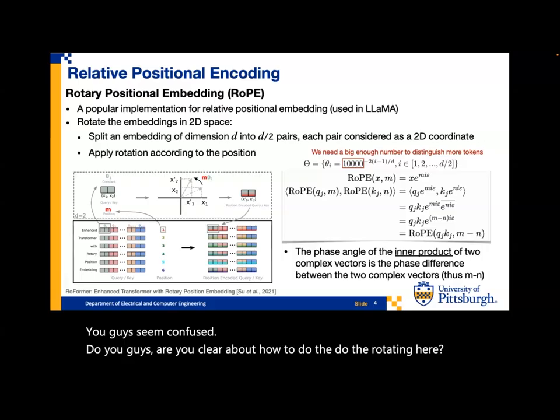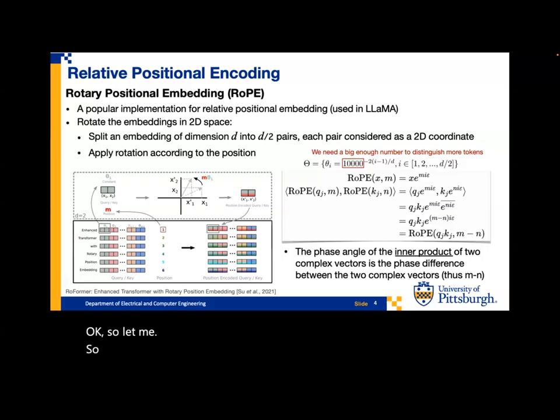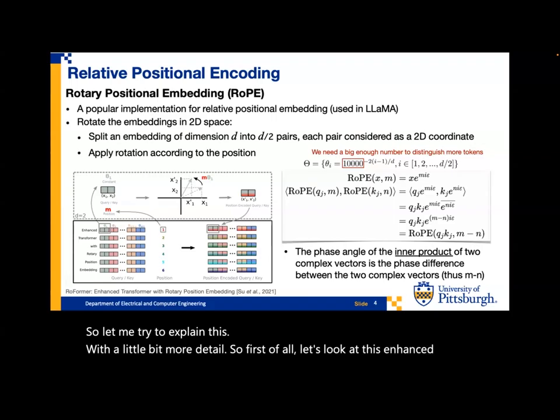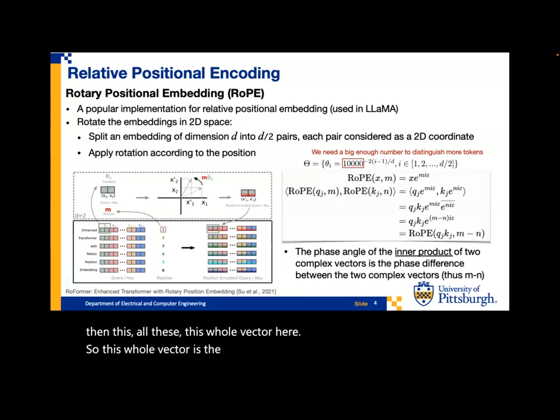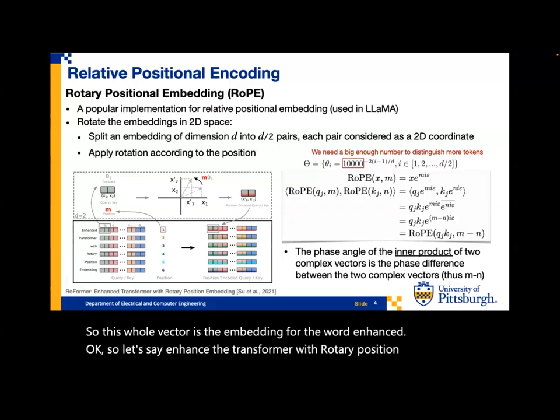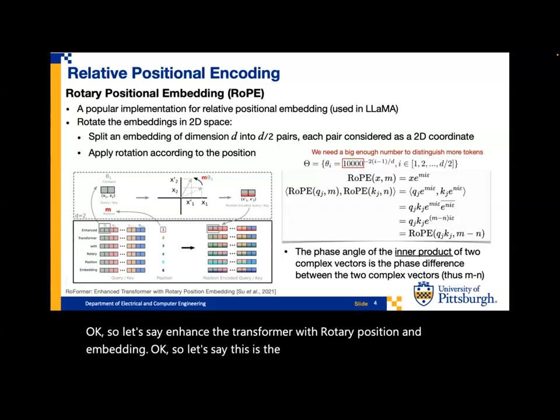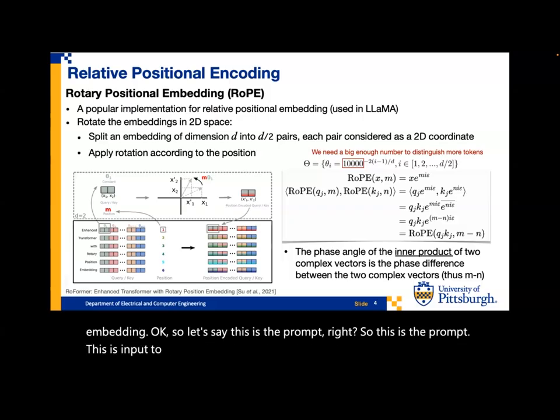Okay, so let me try to explain this in a little more detail. First of all, let's look at this word, enhanced, and this whole vector here. This whole vector is the embedding for the word enhanced. Let's say the prompt is: enhance the transformer with rotary positional embedding. This is the input to the model, and each token has an encoding. This is the token for enhanced. So that's not a problem, right?